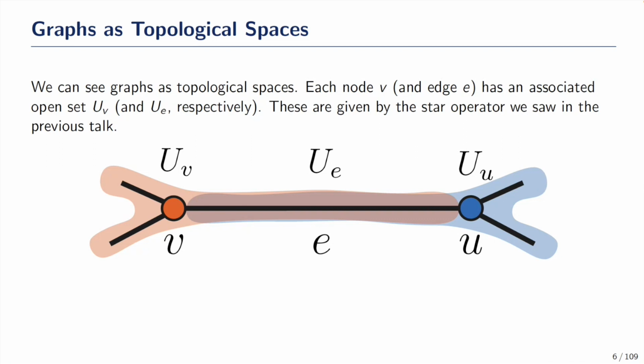We have the star of this orange node, which is all the points in this orange region. We have the star of the blue node, which is this blue region. Then we have the star operator applied to this edge, which is also the intersection of these 2 open sets I've just mentioned, and we get the open set in the middle. So we can express the connectivity between nodes topologically as intersecting open sets.